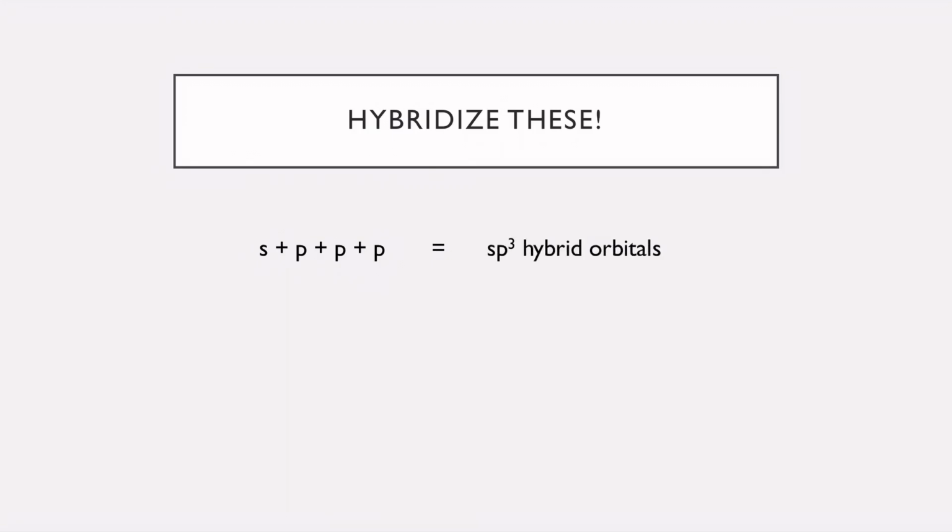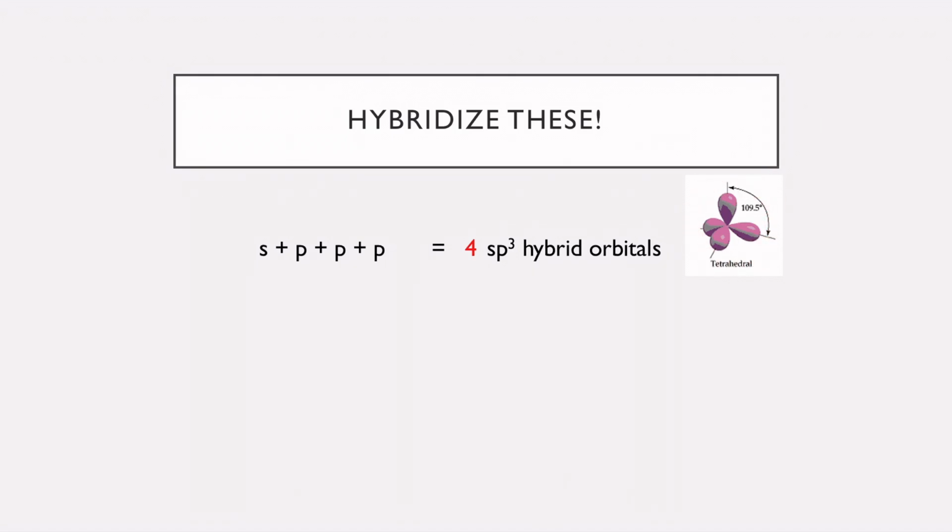sp3 hybrid orbitals. Since you mix 1, 2, 3, 4 pure atomic orbitals, how many will you get? You will get 4. And the shape of your sp3 hybrid orbitals will be tetrahedral. Ingatkan from subtopic 4.2, tetrahedral shape.